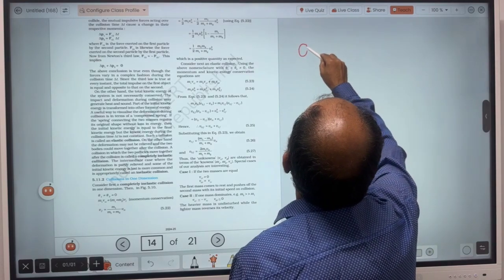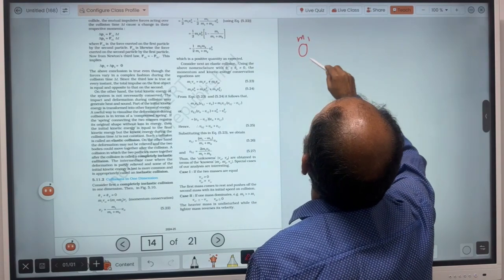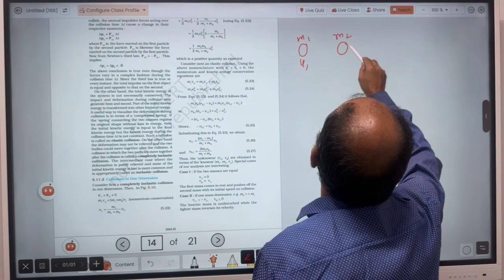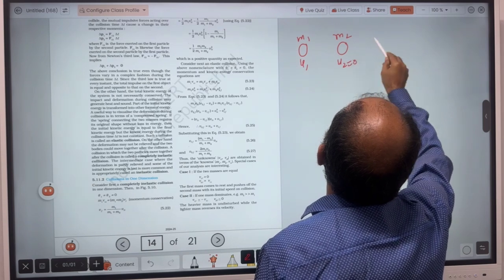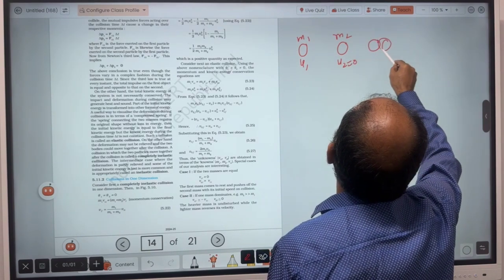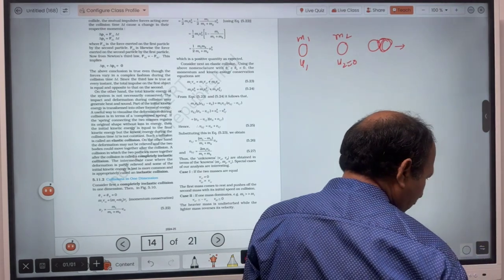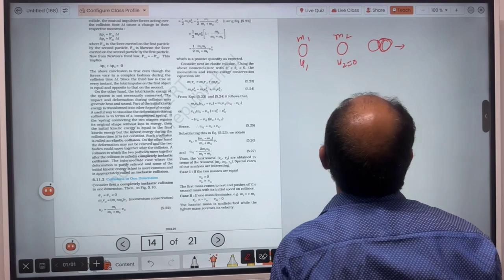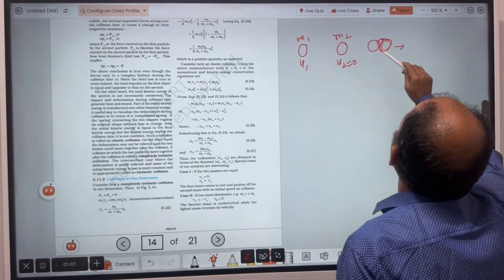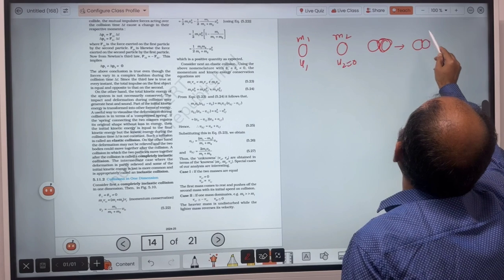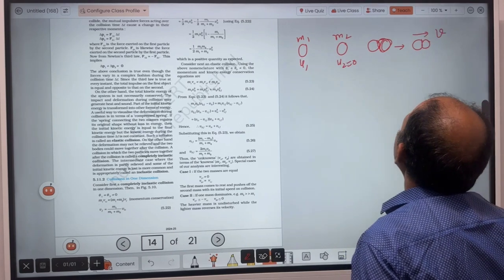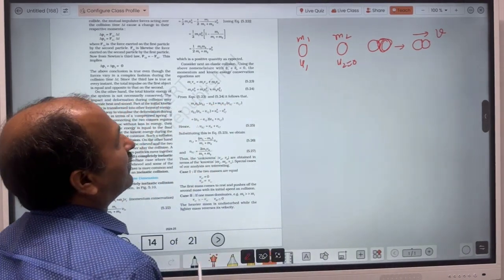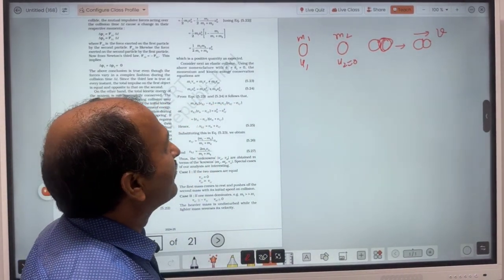So let's see here, as I told you, the first body has mass m1 and it is moving with velocity u1. The second body has mass m2 but it is at rest. Now the collision happens here, and after the collision, the two bodies move with certain velocities. But here, since the collision is inelastic, the two bodies will stick together and they will move with a certain common velocity. Now let's see, is it correct to say that there is a loss in kinetic energy?